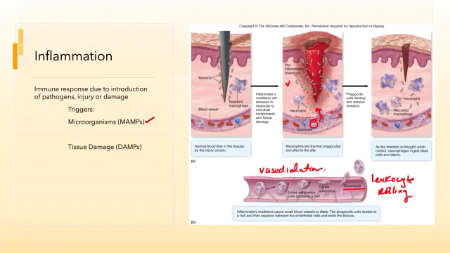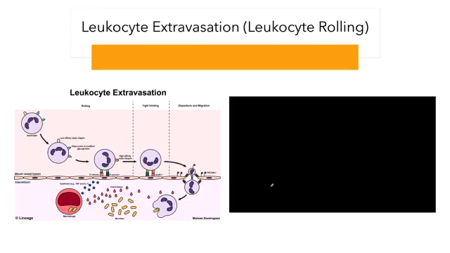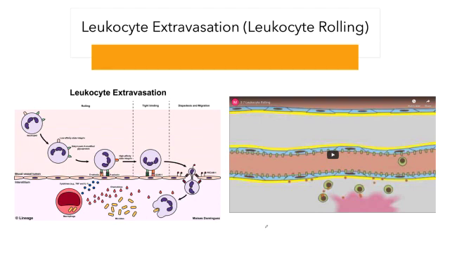So vasodilation causes this relaxation in the blood vessels for white blood cells to migrate out. This is sometimes referred to as leukocyte emigration, because these blood cells are moving out as opposed to moving in. So this extravasation process right here is shown.